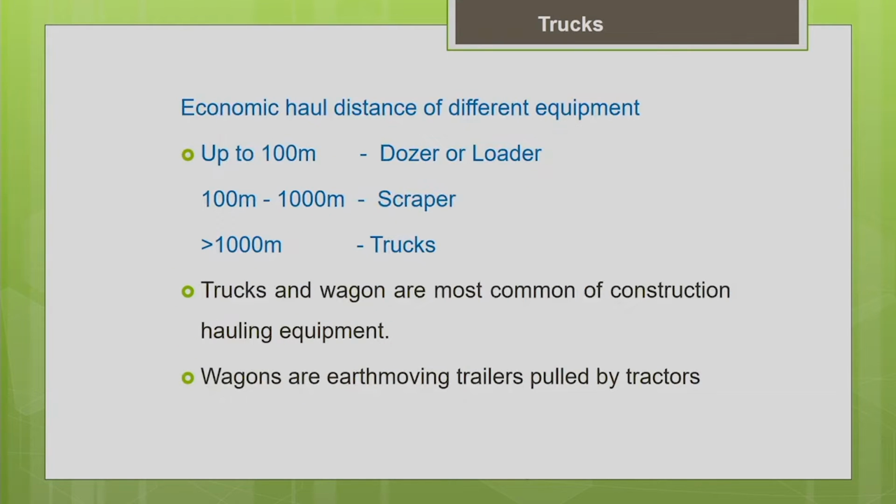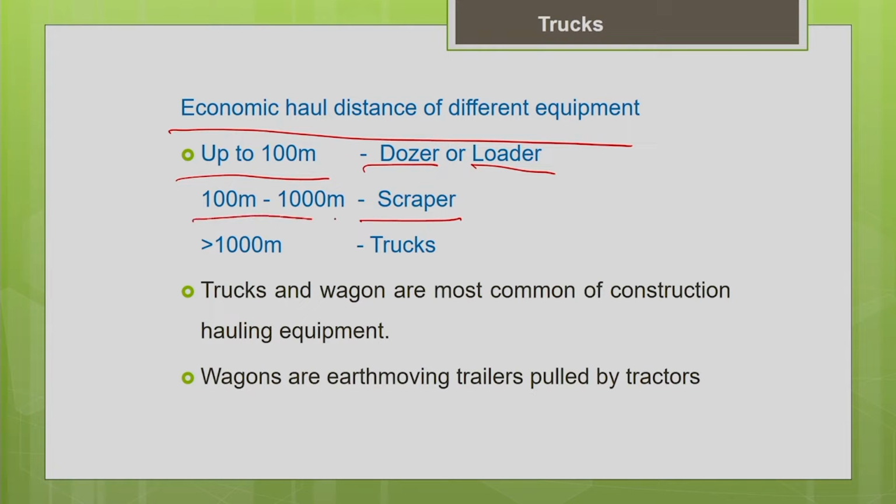For any earth moving equipment, we are more concerned about the economic haul distance of the equipment. Different equipment have their own economic haul distance. In the earlier lectures, I discussed that the bulldozer has an economic haul distance up to 100 meters, and crawler mounted loaders have an economic haul distance of less than 100 meters. But the scraper has a better economic haul distance, as it is good in loading as well as in hauling, so it can haul up to 1000 meters. For haul distances greater than 1000 meters, we are supposed to select the truck.